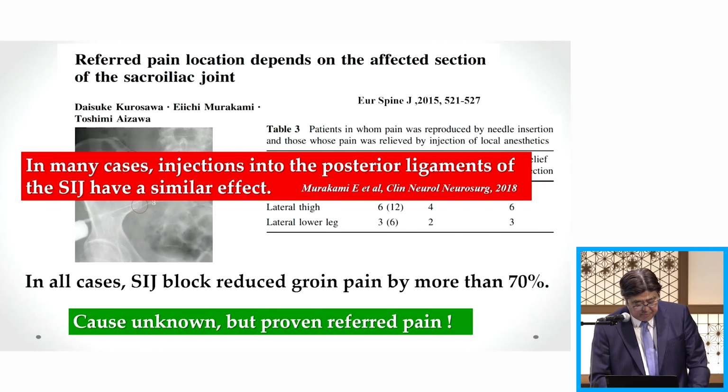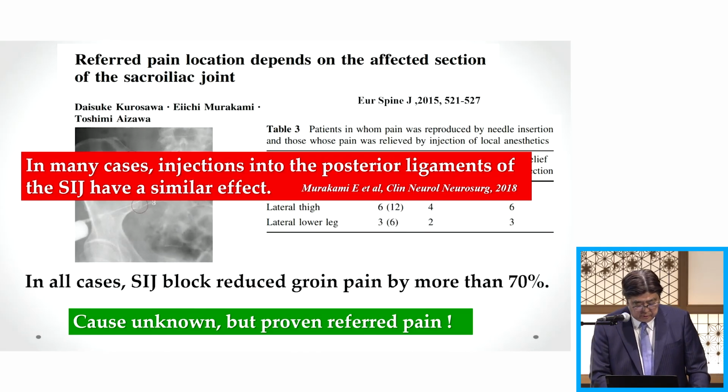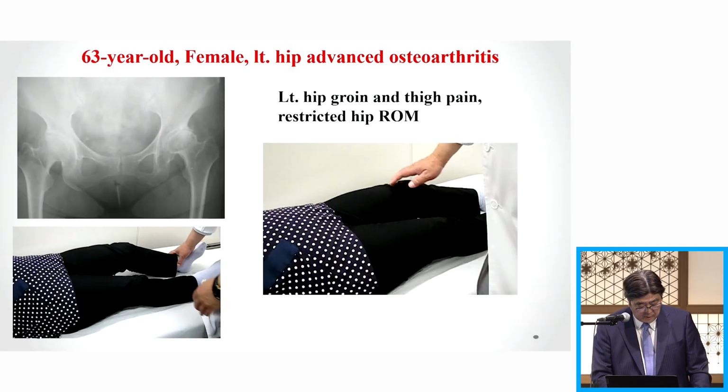And Dr. Murakami reported that the injection into the posterior ligament of the SIJ has a similar effect in many cases. So in my practice, we also inject mainly into the tenderness point in the posterior ligament. In my daily practice, I often encounter cases in which I need to distinguish whether the groin pain originated from the hip joint or from the SIJ.